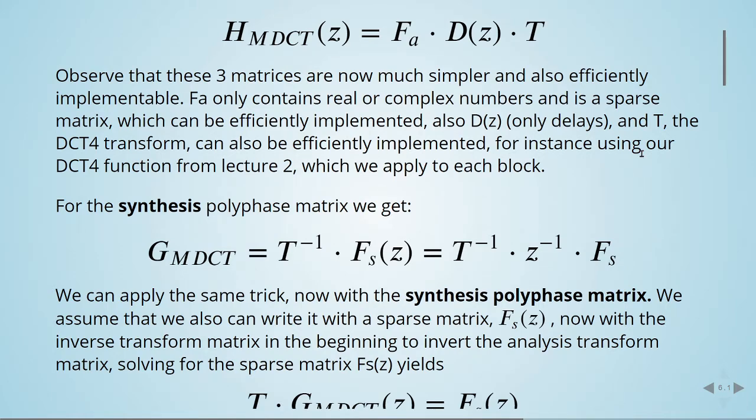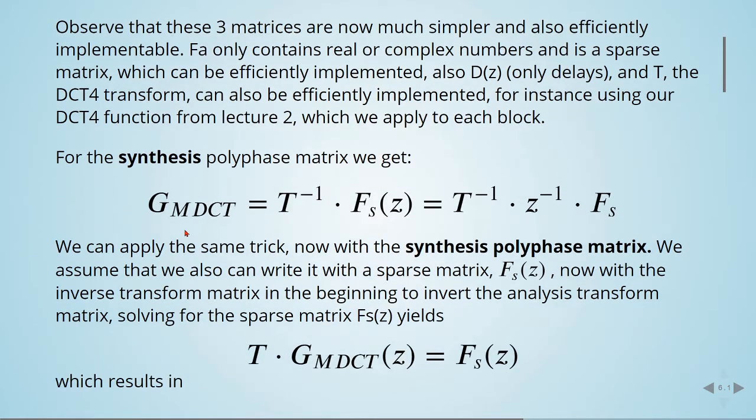For the synthesis polyphase matrix, we get G_MDCT equal to T to the power of minus 1 times F_s of z, and this is equal to T to the power of minus 1 times F_s times z to the power of minus 1. And we can apply the same trick now with the synthesis polyphase matrix. We assume that we can also write it as a sparse matrix F_s.